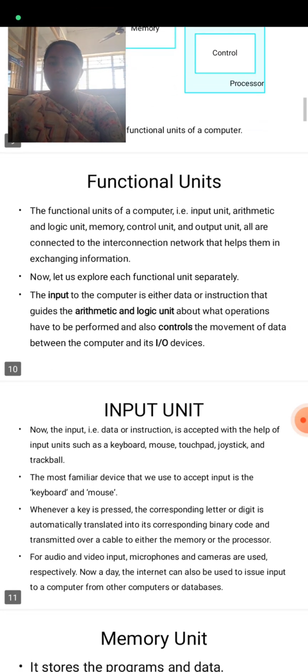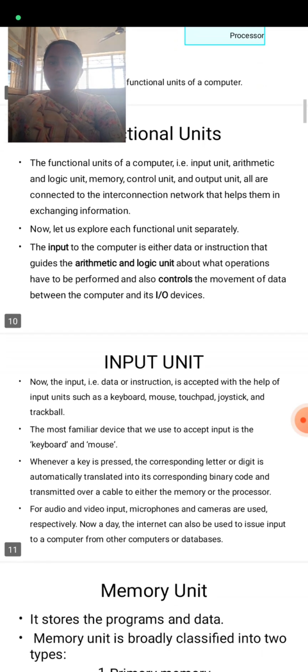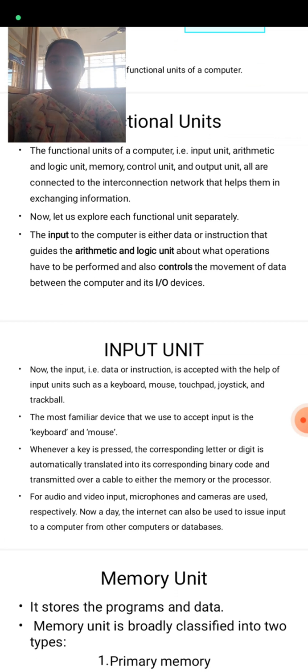The functional units of computer, for example, input unit, arithmetic and logic unit, memory and control unit, and output unit, all are connected to the interconnection network that helps them in exchanging information. Now let us explore each functional unit separately.